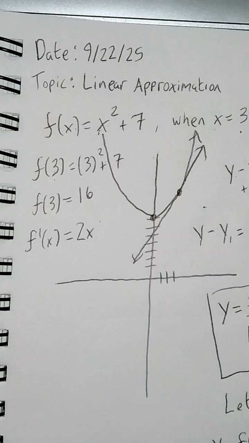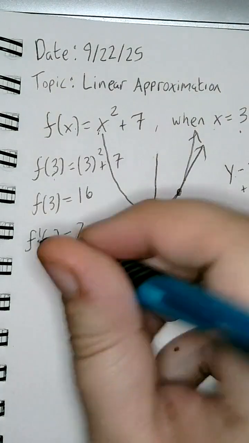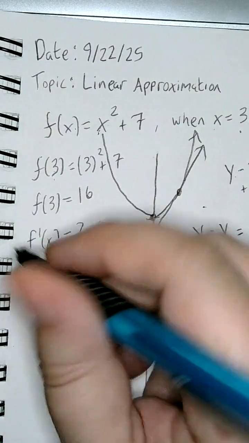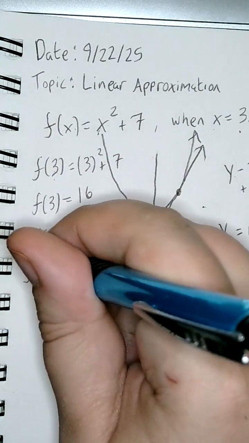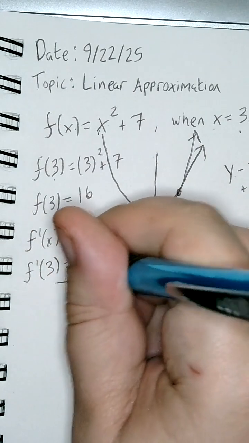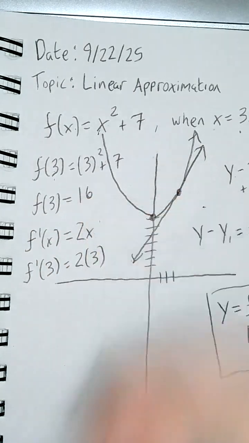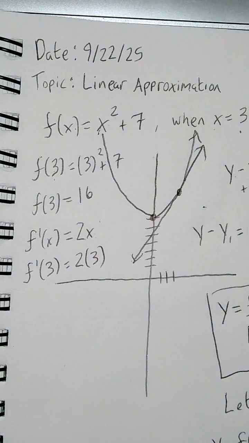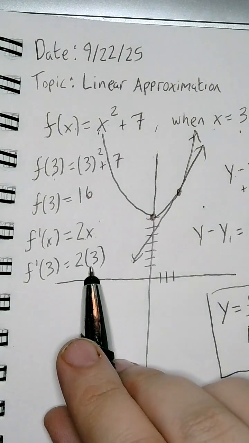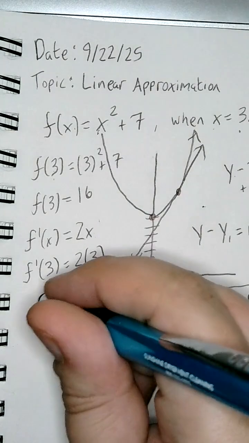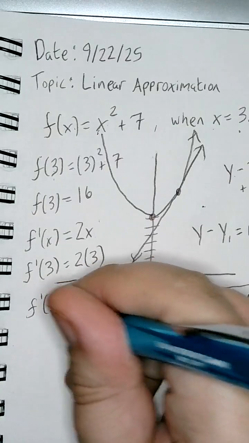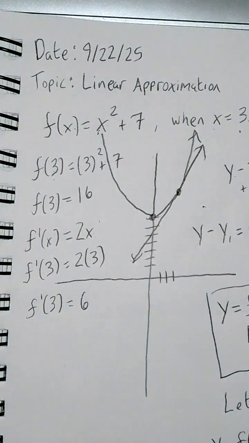So now, let's go ahead and find the derivative at 3. So I have f prime of 3 is equal to 2 times 3. What does 2 times 3 equal? Thank you, Nene. That's exactly right. So the answer is 6. So f prime of 3 is equal to 6.